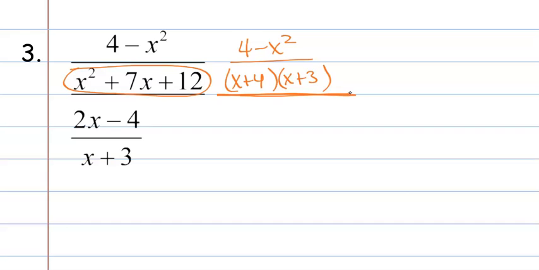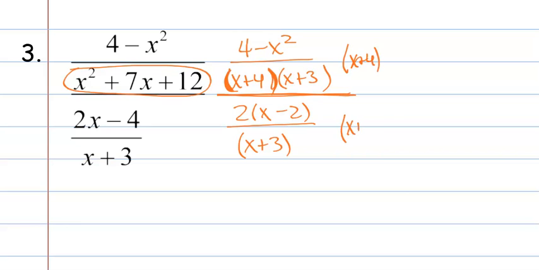And while I'm at it, I'm just going to factor this one. 2 times x minus 2 all over x plus 3. Okay, so the bottom one is only missing this x plus 4. So I'm going to, again, multiply everything. I have to multiply the top by x plus 4 and the bottom by x plus 4. So at the top, that's going to cancel those just flat out.